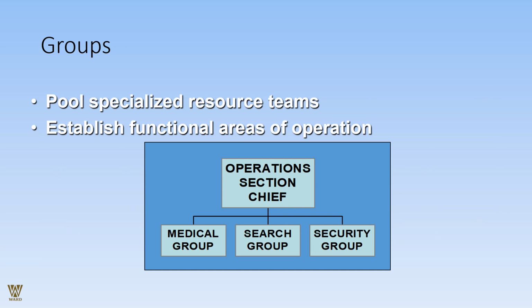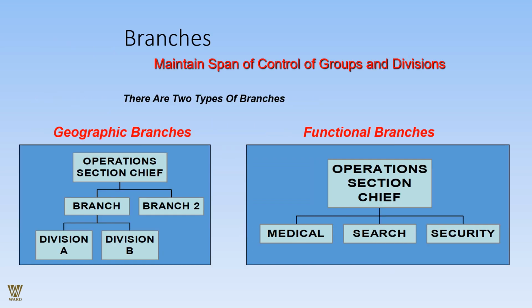Groups, pools, specialized resource teams. The operation section would go for a medical group, a search group, and a security group. The search group will search for the casualties and bring them to the medical group, who will look after all medical requirements of the casualties. The security group will ensure that the incident doesn't spread haywire or go in a different direction. Every group has its own limitations and defined tasks.